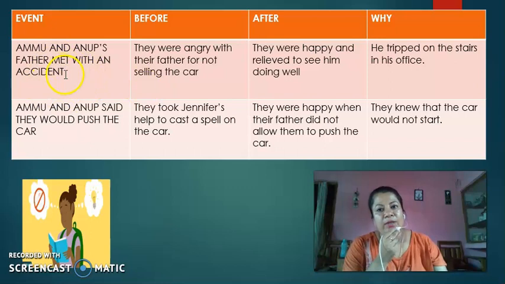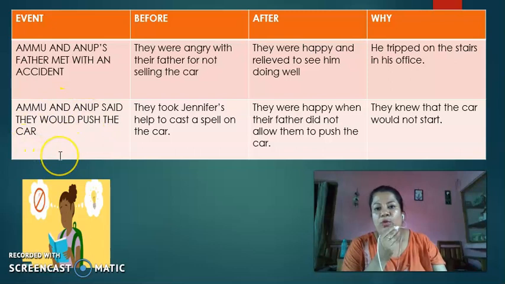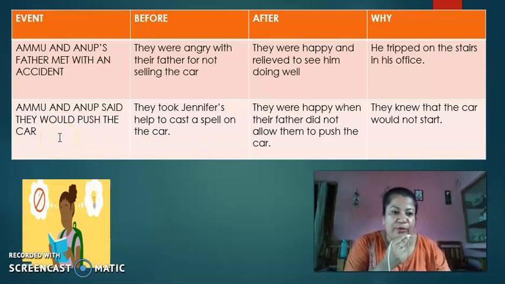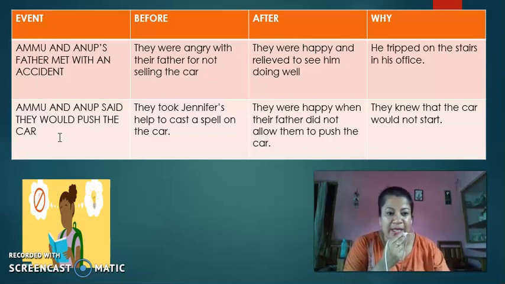It's because he tripped on the stairs in his office, and he fell down, okay? So our second event is Amu and Anup said they would push the car. This is after they have buried the bone and they have said the magic spell, okay? Now before this event, before they said that they would push the car, what happened? If you remember clearly, they were fed up of the car, so they decided to use magic to make the car bad, or to make the car spoiled.